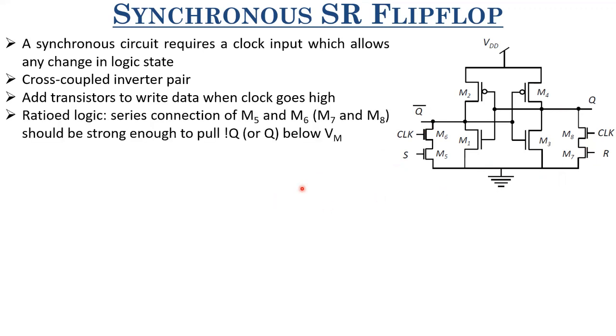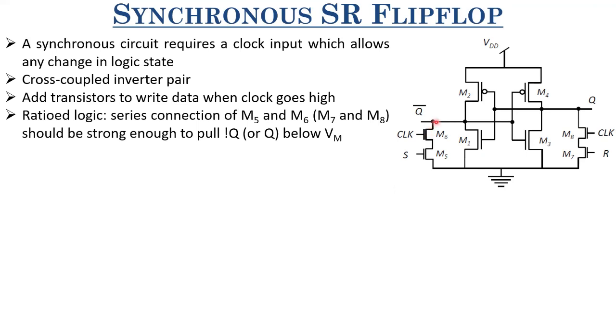However, there's a problem. What is this problem? If you want to change the value of Q or Q bar, if you want to overpower it, you can only make it go from 1 to 0. Either Q or Q bar can go from 1 to 0 with the help of these two signals, with the help of these pull downs. So M5 and M6 or M7 and M8 basically act like pull down circuits. And what is the pull up? Pull up is basically M2 and M4. And in pull down, you have a series connection of M5 and M6 or M7 and M8.